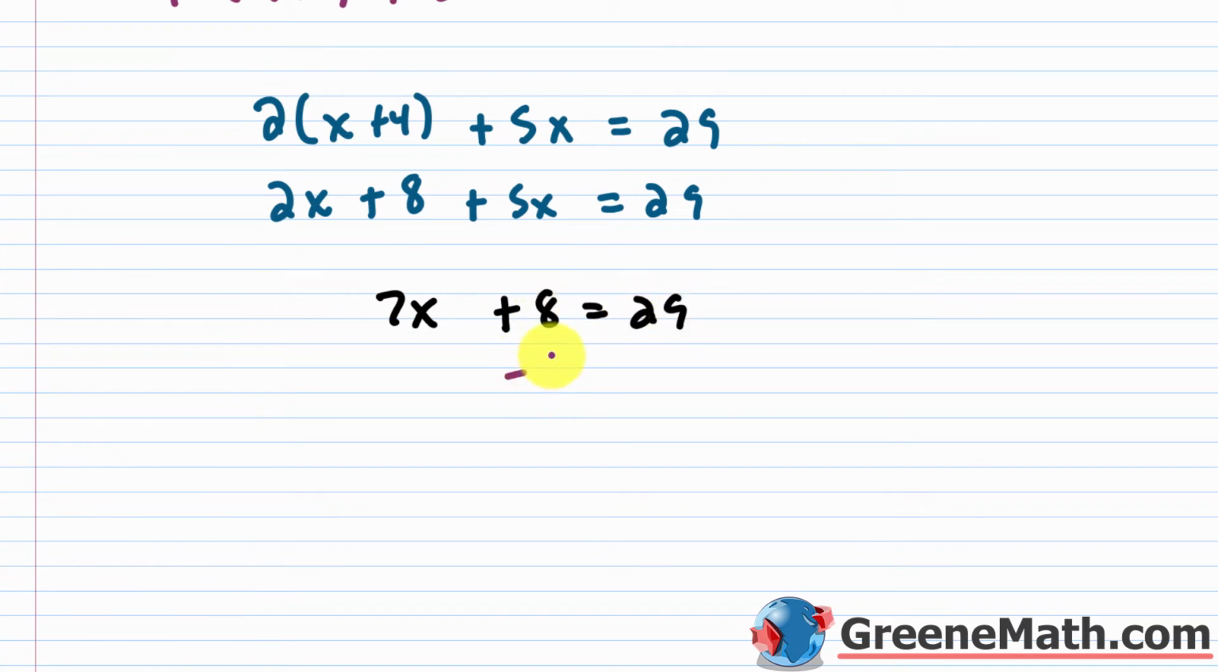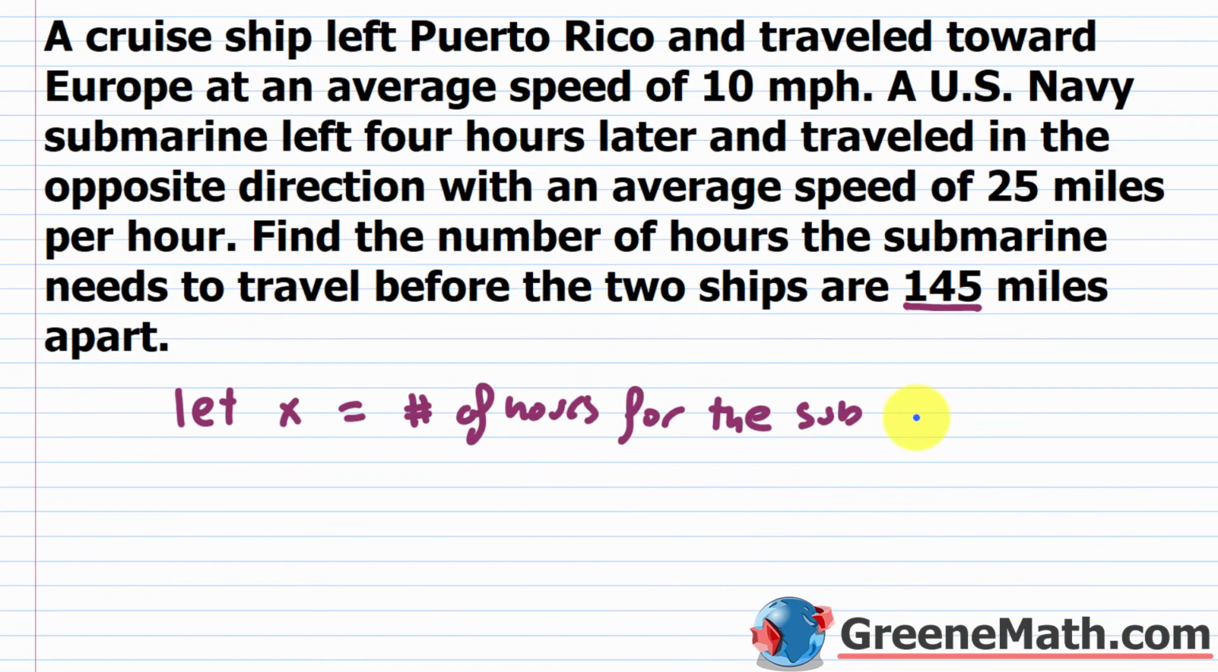Let's subtract 8 away from each side of the equation. And so this is going to cancel here. Coming back, we'll have 7X is equal to 29 minus 8, which is 21. Let's divide both sides of the equation by 7. We're going to get X is equal to 3. All right, so coming back up here, the answer is going to be 3 hours. So that's the number of hours the submarine needs to travel before the two ships are 145 miles apart.